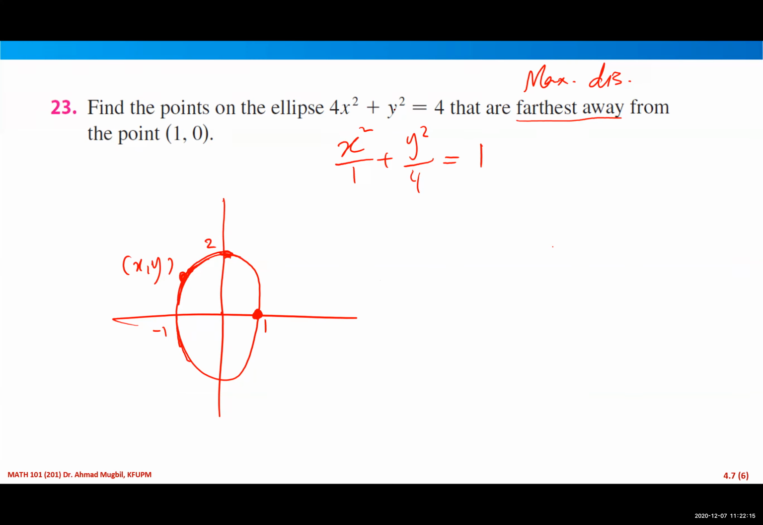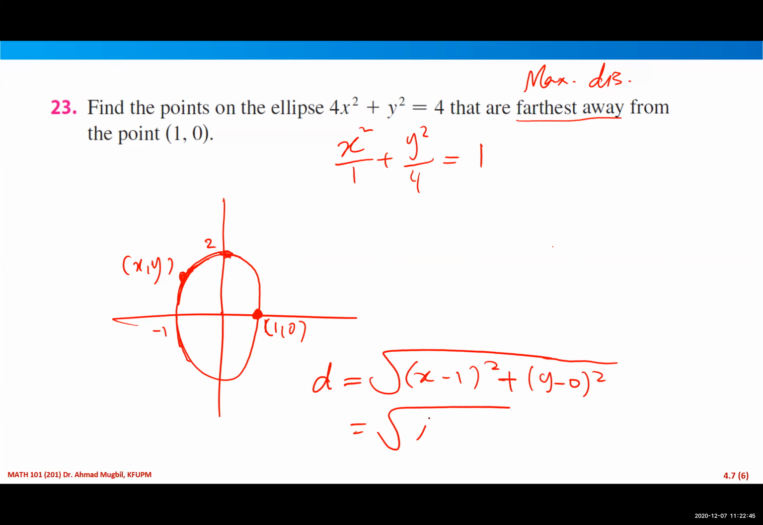And of course, you know from here, you can write it and use the distance formula. This point is 1 and 0. Use the distance formula. What will be d? d will be the square root of x minus 1 all squared plus y minus 0 all squared. Now this will be equal to the square root of x squared minus 2x plus 1 plus y squared. Am I right?